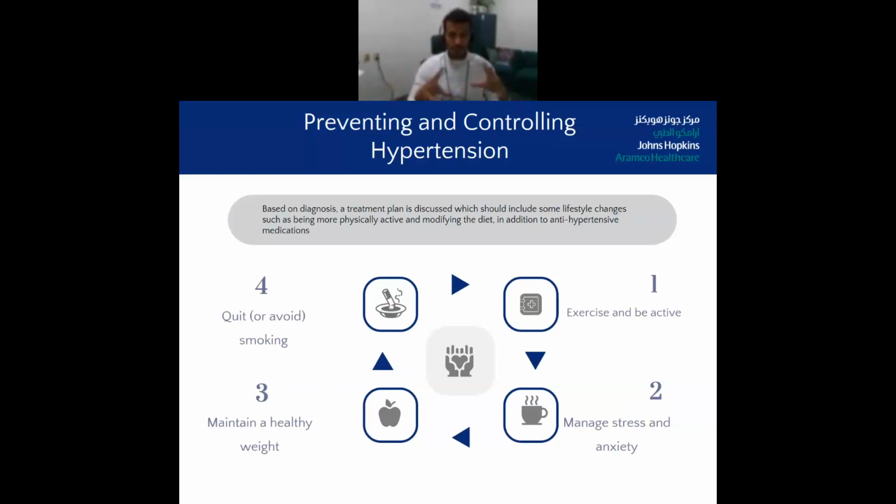So the major plan to prevent hypertension starts with exercising and being active, and also managing stress and anxiety, and also maintaining a healthy weight, and quitting or avoiding smoking tobacco products in general.